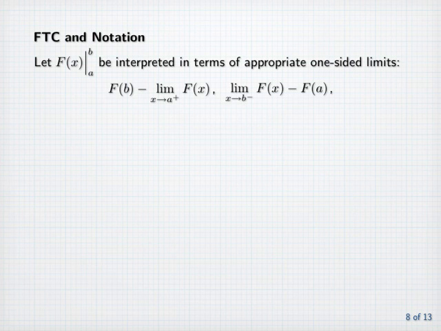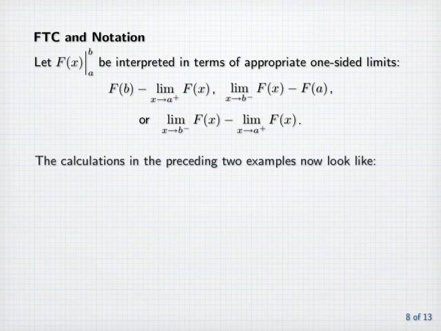x approaches b from the left, or even the limit as x approaches b from the left of F of x minus the limit as x approaches a from the right of F of x in the case where the integrand is unbounded near both endpoints. In fact, it does no harm to think of evaluation between a and b in these terms in all cases, even when the integral is not improper. With this in mind, the calculations in the preceding examples now look like this.